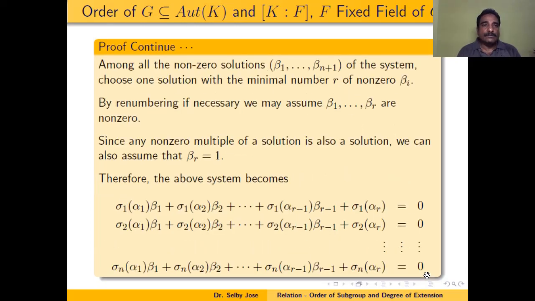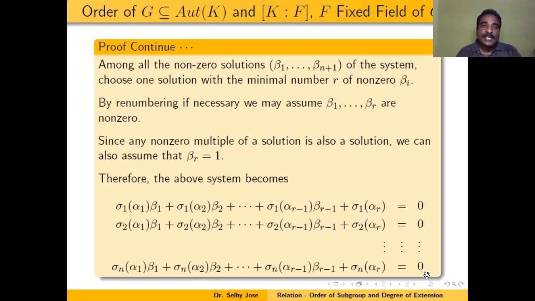So you know that there are many non-zero solutions beta 1, beta 2 etc. beta n plus 1 for the system. Among all these non-zero solutions, choose one solution with a minimal number r of non-zero beta i's. That means in beta 1, beta 2 etc. beta n plus 1, only r terms are non-zero, the rest of the n plus 1 minus r elements are 0, and r is minimum with this property.